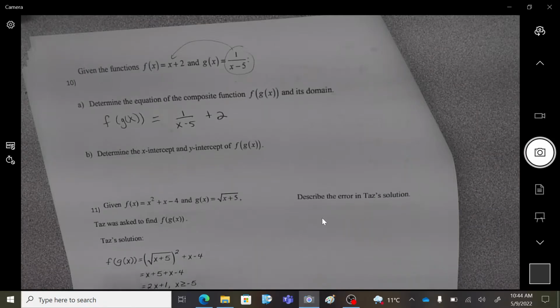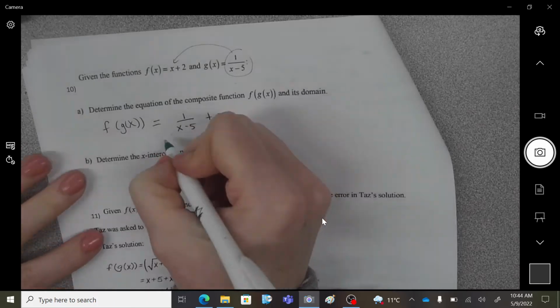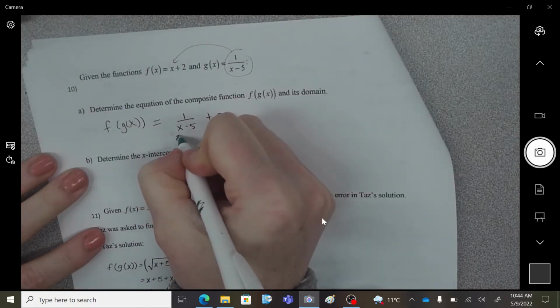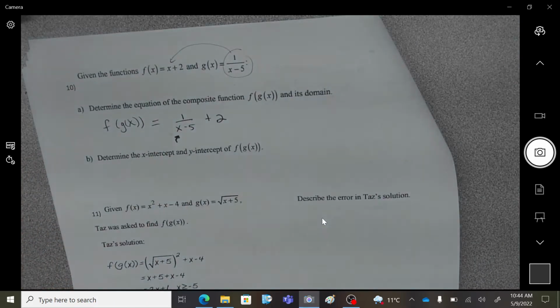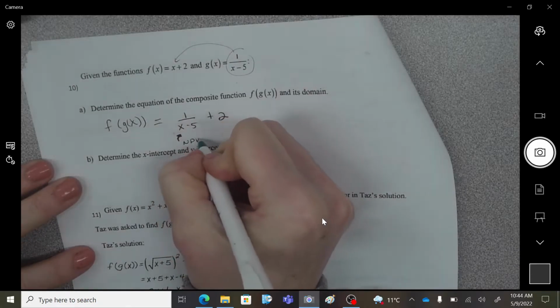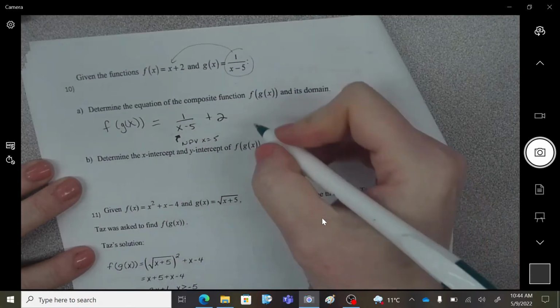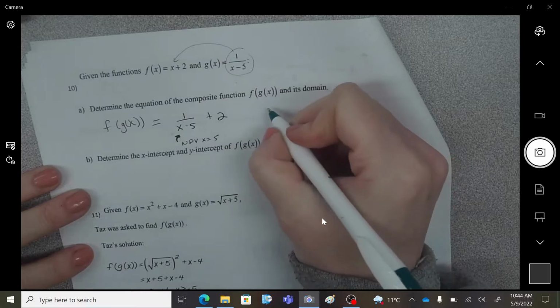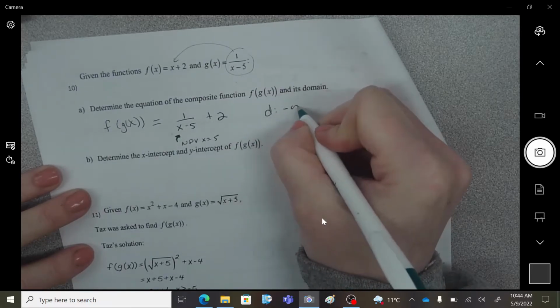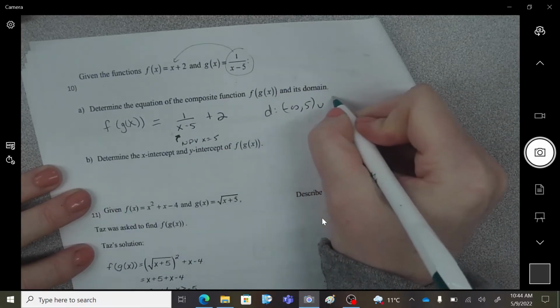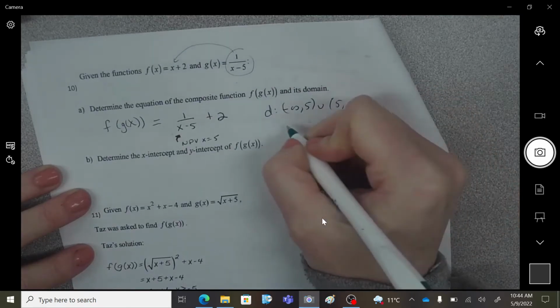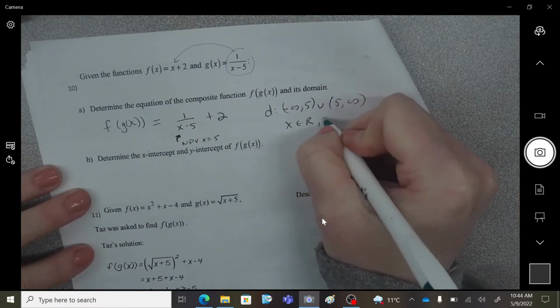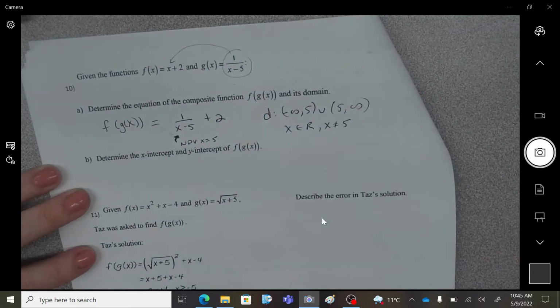Okay, so that's fine to leave it like that. Its domain, so remembering here, this is a restriction, the non-permissible value of x equals 5. So in its domain, I could write negative infinity to 5, and then again from 5 to infinity, or x can be any real number except for 5.